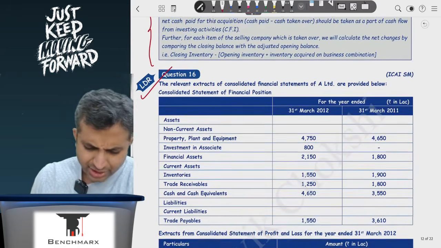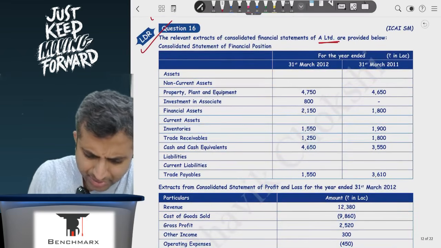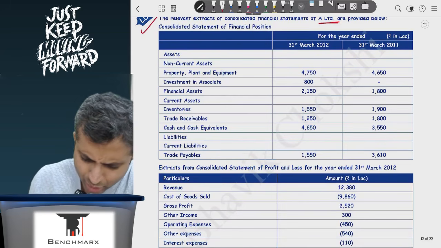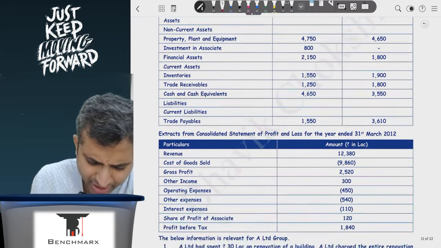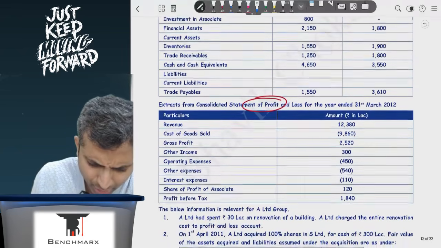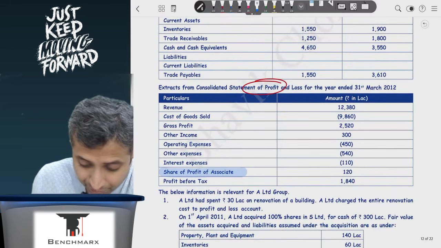So let's review this. For A, you have the extract; you don't have the entire cash flow. So you'll have the assets, all of this data given, and the consolidated profit and loss account. A couple of important things over here: there's an investment in associate which is appearing, and then there's a profit from the associate.